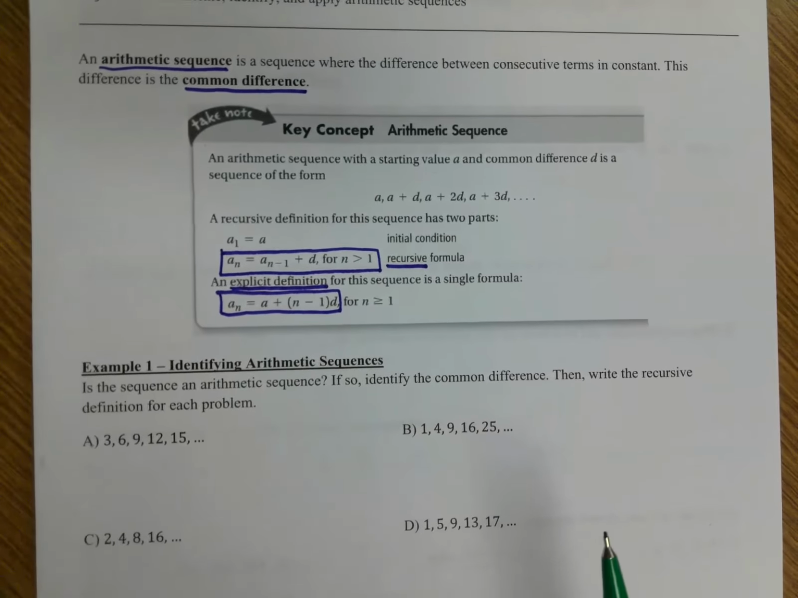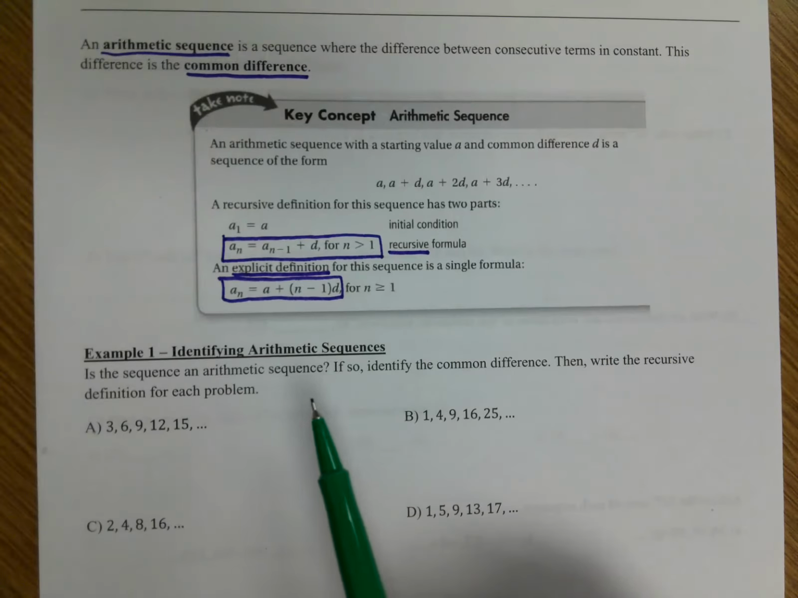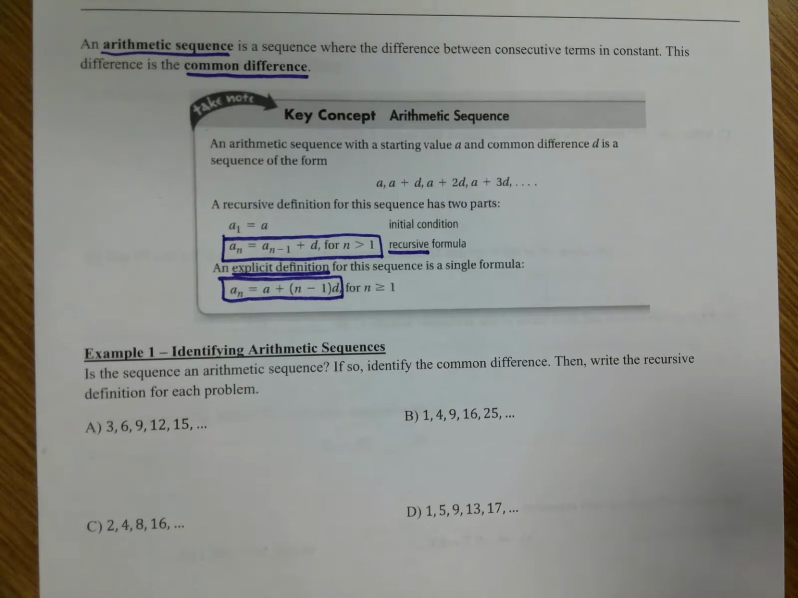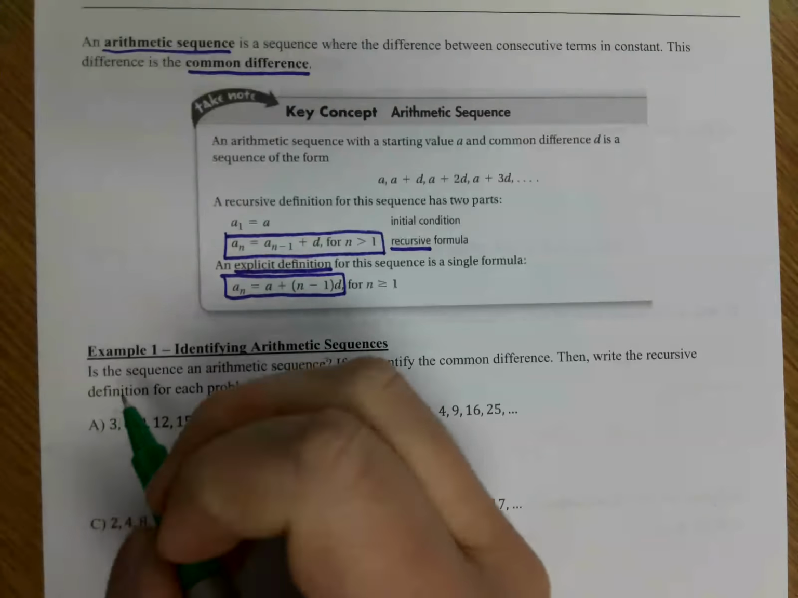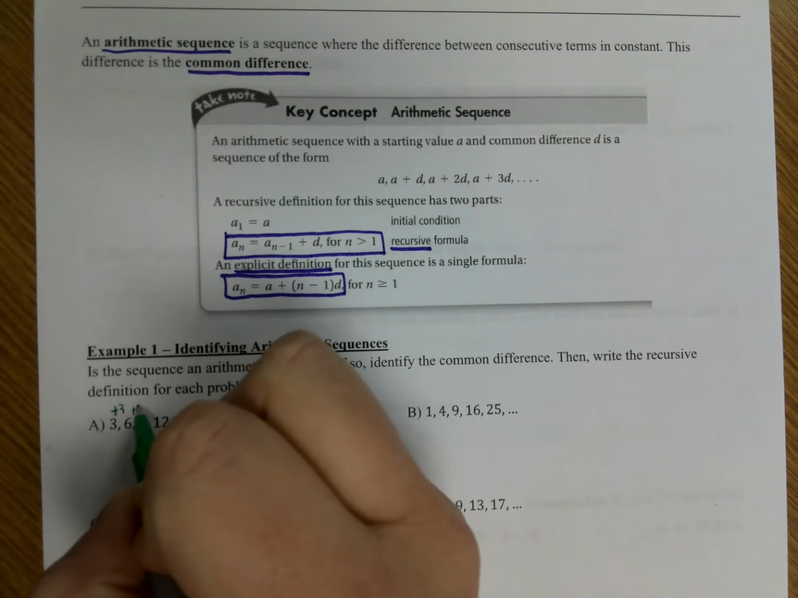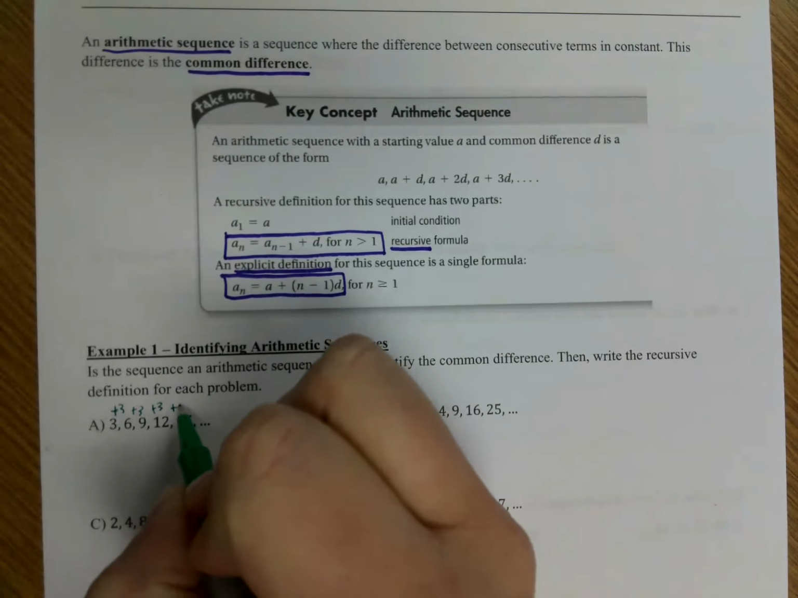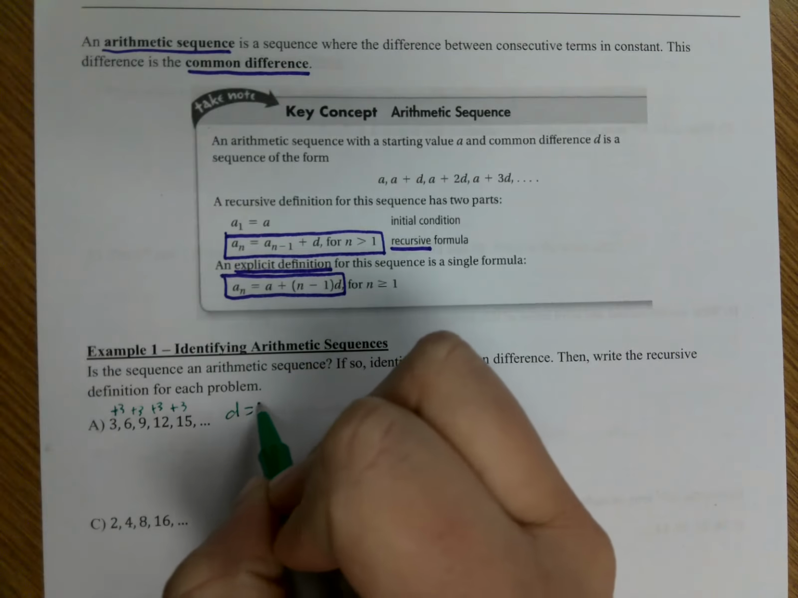So for this first set of problems, if I'm looking for the arithmetic sequence, I have to first figure out if it has a common difference. So here I could add 3. Here I could add 3. So my common difference here, my D, would be equal to 3.